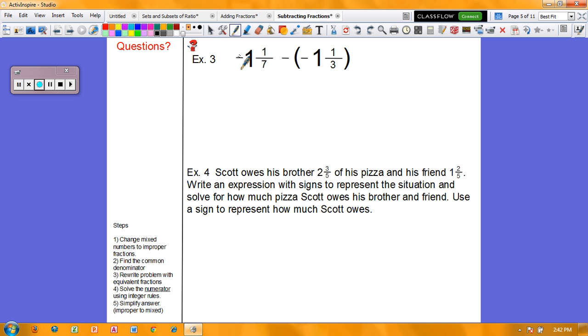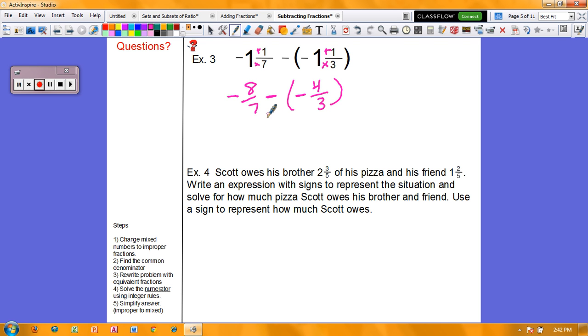So, with this mixed number, we know we're going to have a negative improper fraction. 7 times 1 is 7, plus 1 is 8. So we have negative 8 over 7 minus, we're going to have another negative improper. 3 times 1 is 3, plus 1 is 4. So now we have a negative 8 over 7 minus negative 4 over 3.